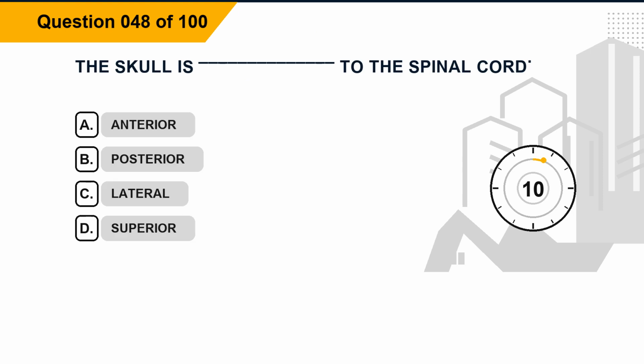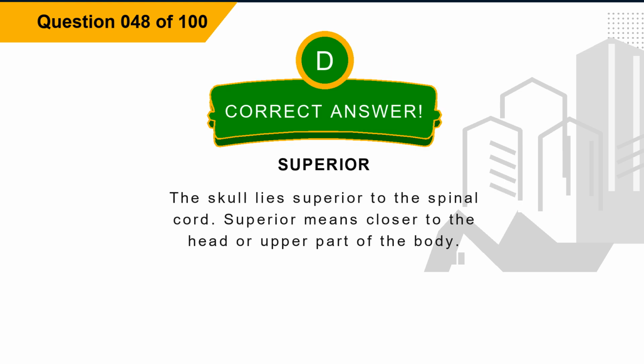Question 48. The skull is blank to the spinal cord. Option A, anterior. Option B, posterior. Option C, lateral. Option D, superior. The correct answer is option D, superior. Explanation. The skull lies superior to the spinal cord. Superior means closer to the head or upper part of the body.